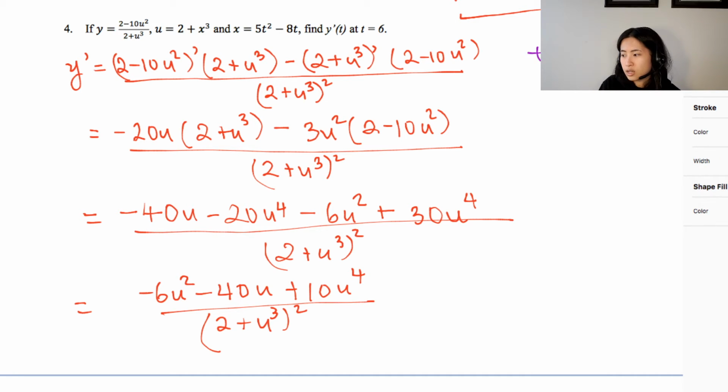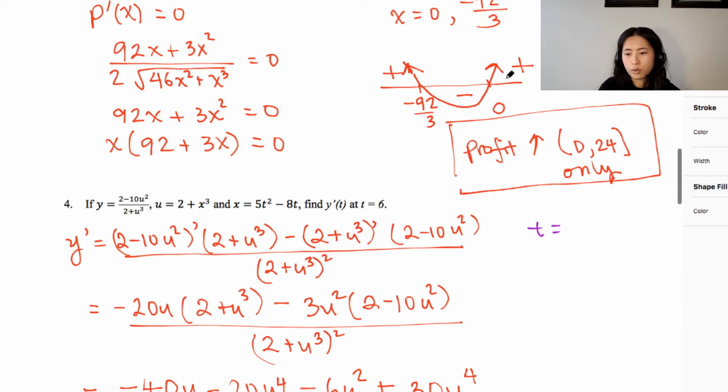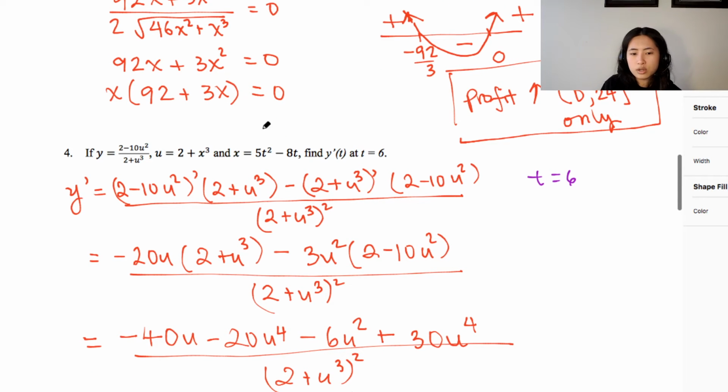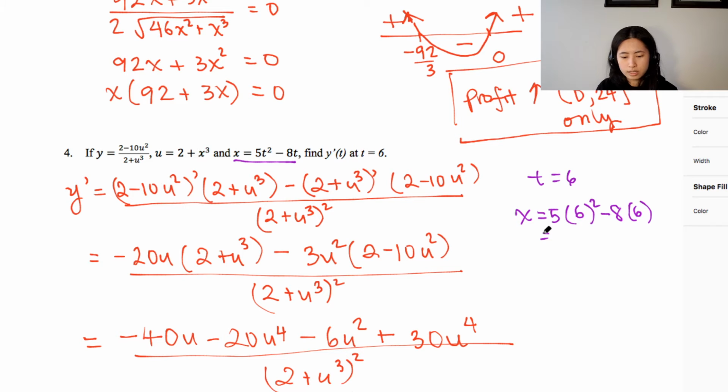We know that t is equal to 6. I'm going to scroll this up. So you have t equal to 6, based on the given. And then you know that x is equal to 5t squared minus 8t. So x is equal to 5 times 6 squared minus 8 times 6. Let's see what this is. This is actually equal to 132. So you know that when t is 6, x is equal to 132. And then because x is equal to 132, you're going to go ahead and plug that into your u.